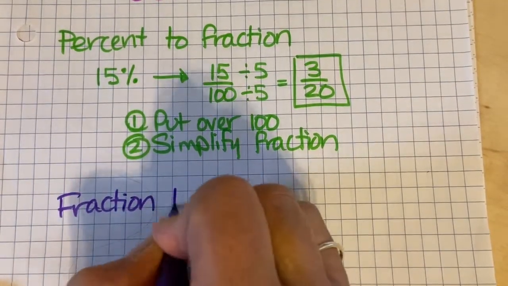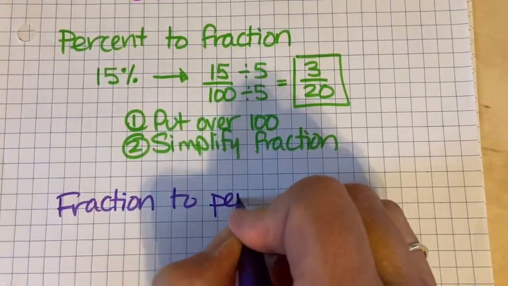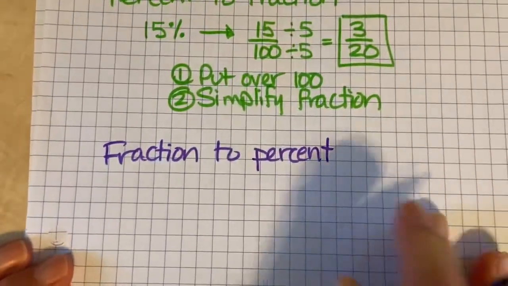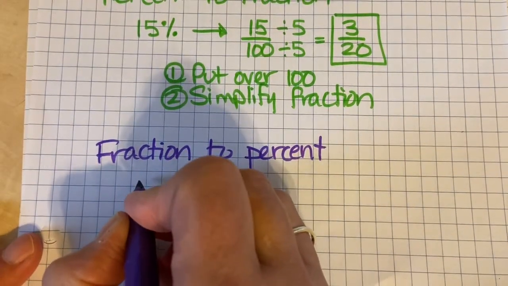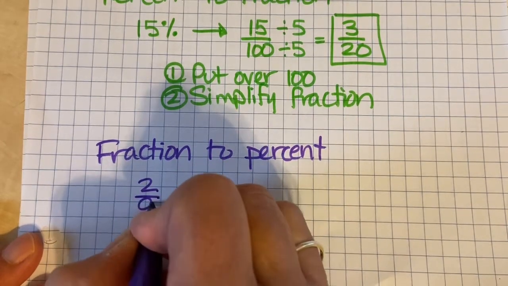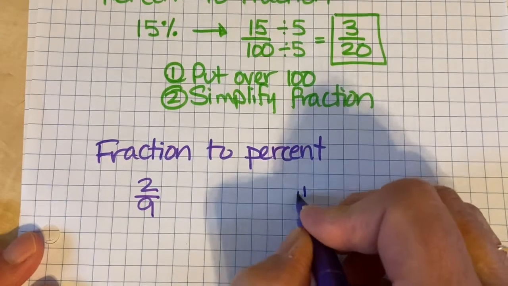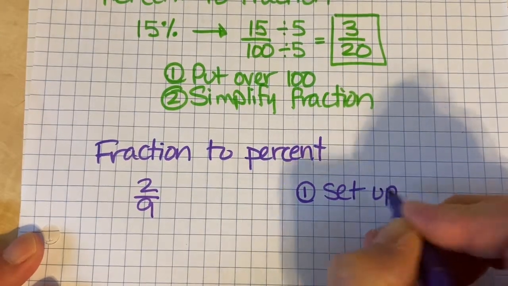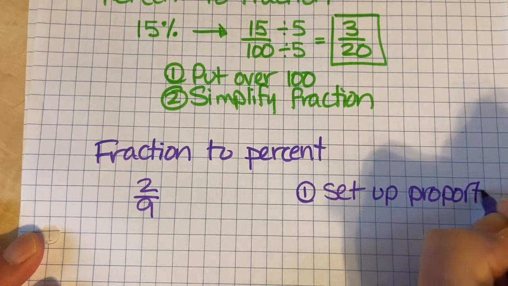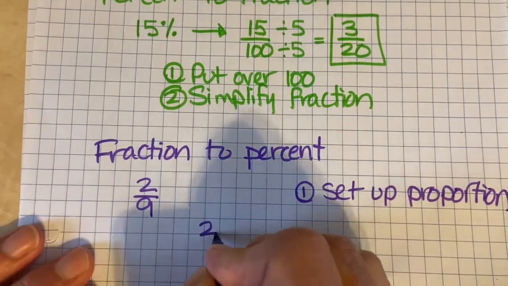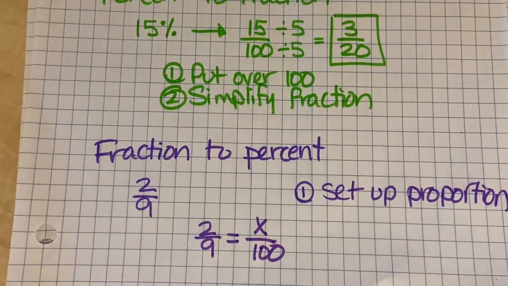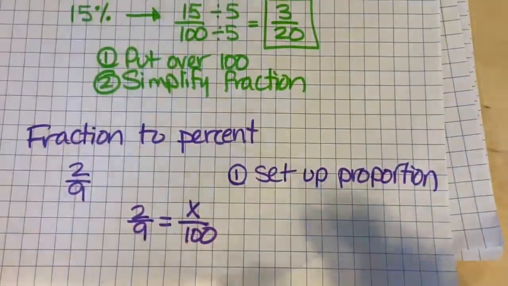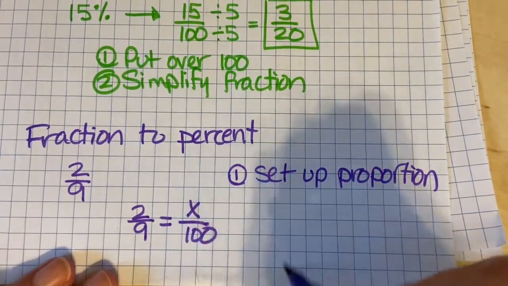All right, now, if I want to change a fraction to a percent, it's a little bit different. So let's say I've got 2 ninths, and I want to change it to a percent. Set up a proportion. Remember, that's two equal ratios. So I would say 2 over 9 is equal to whatever my percent is over 100, and then I would solve that proportion. So anytime I want to change a fraction to a percent, I want to set up a proportion and then solve for x.